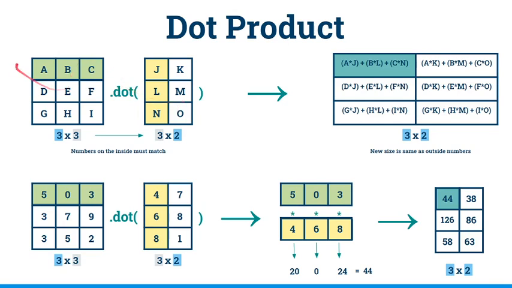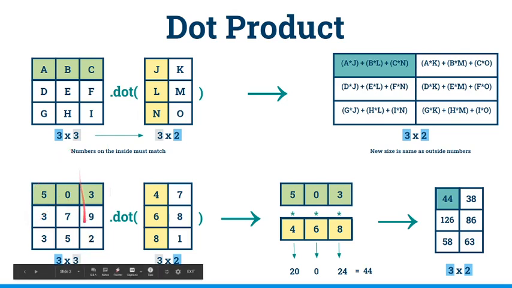Okay, so this is much better. We have got A, B, C, and J, L, N. So A times J plus B times L plus C times N, and that is this result over here. You could work it out like this, but we'll just keep it like that for the moment. So look at this pattern over here. It says the numbers on the inside must match. So it's got 3, 3, and 3 and 2. The new size is the same as the outside numbers, so 3 and 2, and the numbers on the inside must match in order to use numpy's dot dot.